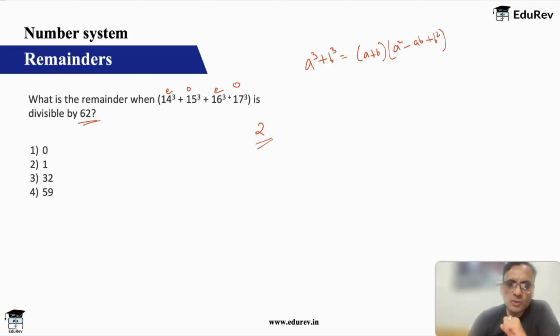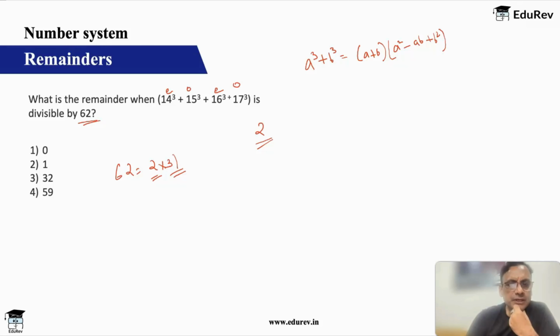Okay, fine. Then I have to check divisibility by 62. 62 is basically 2 into 31. 2 I already know it is divisible because the sum is going to be even. So basically I have to check for 31.